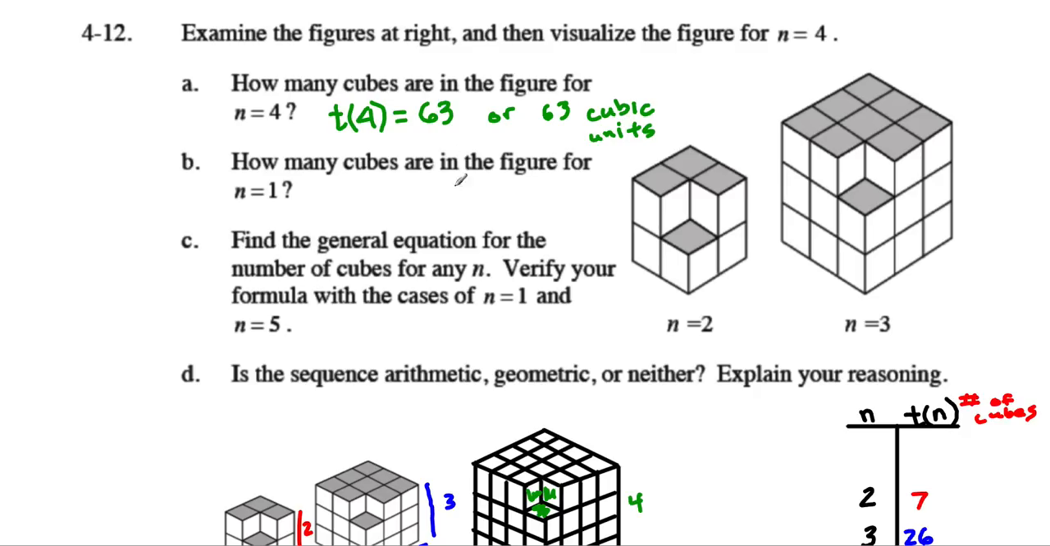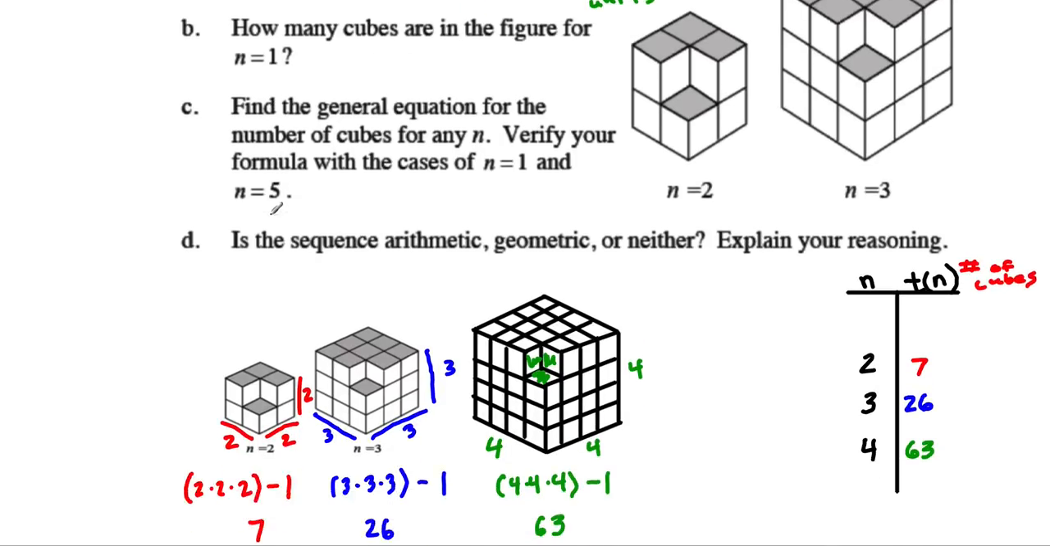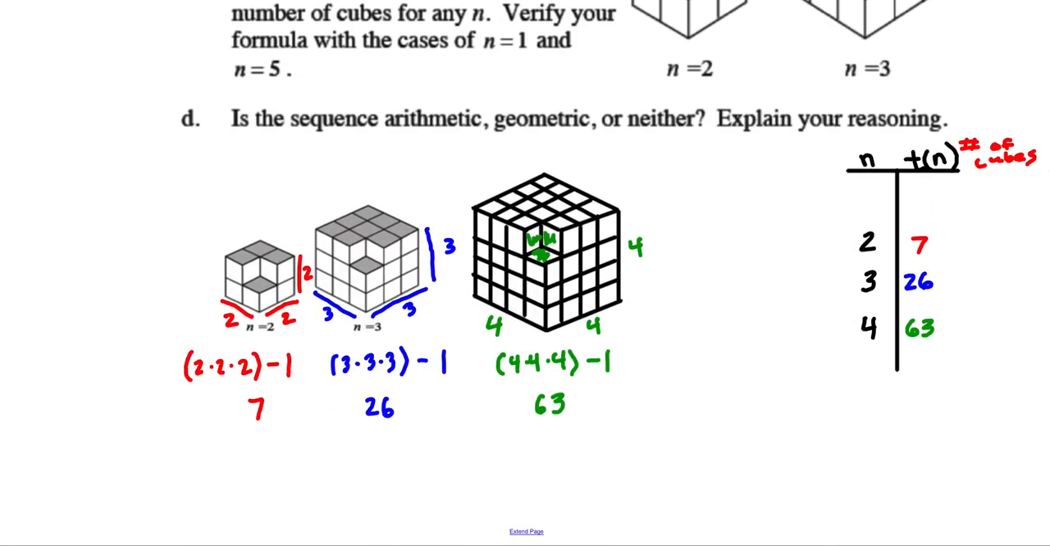It says how many cubes are in the figure for n equals 1. So let's think about that. If we were going to draw that out, we know that it would start out with dimensions of 1 by 1 by 1, which really gives us the single cube by itself, but then remember we have to take away 1. So if you do 1 times 1 times 1, that gives us the volume, which is 1 cubic unit, but then we subtract 1 cubic unit, we would actually get 0. So this doesn't even exist.